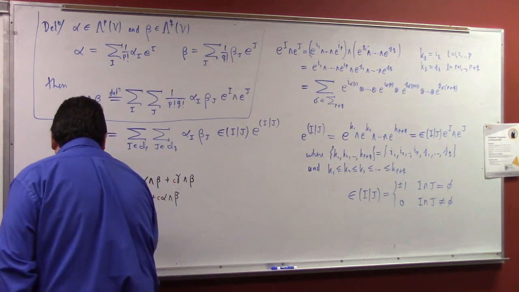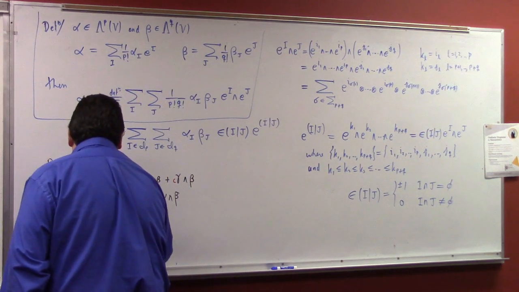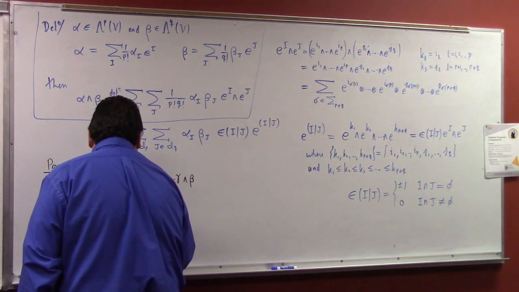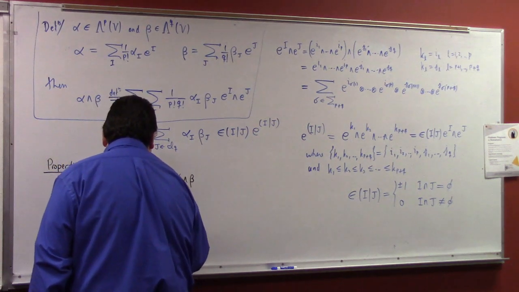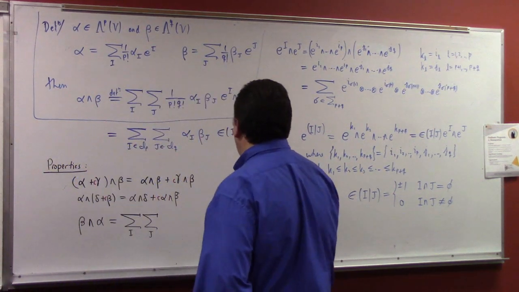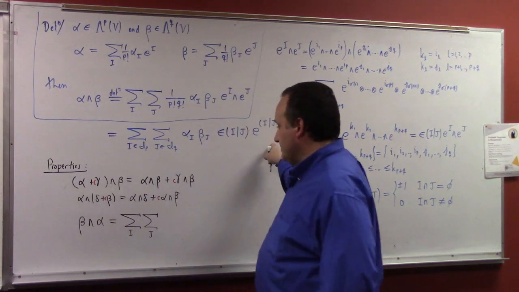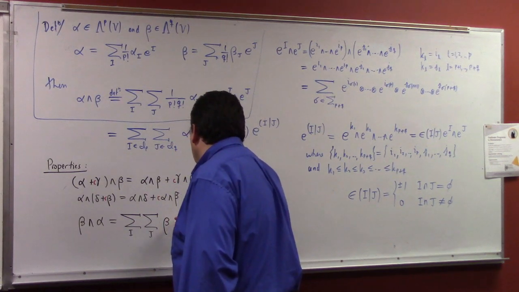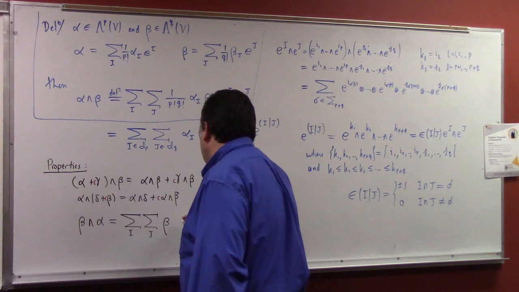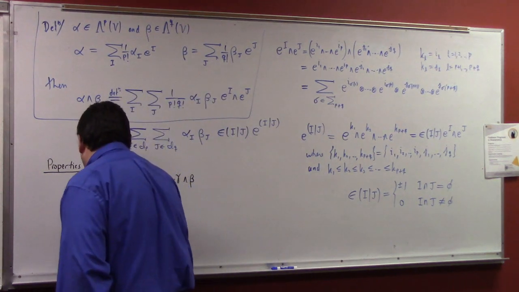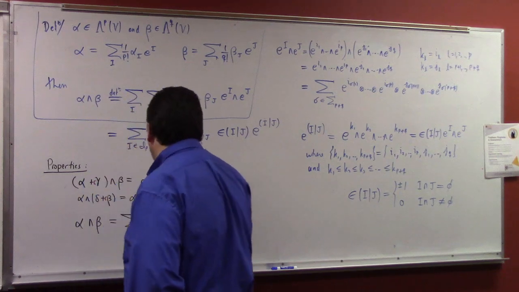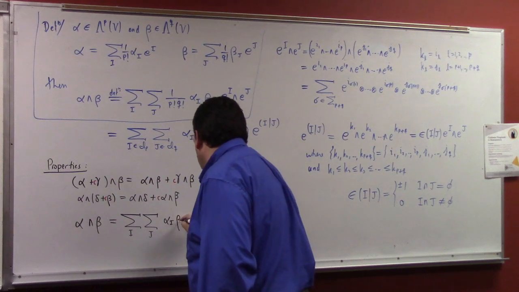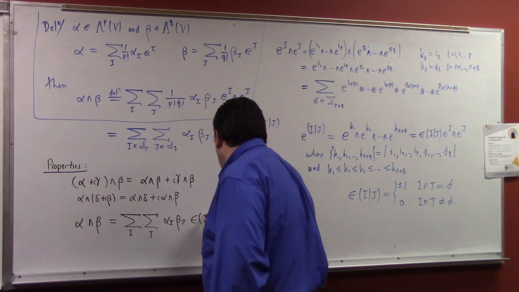What if we have beta wedge alpha? That would give us the sum for what? I sum over j, right? And I'm actually going to go ahead and use this formulation. Let me start with what we have. So alpha sub I, beta sub j, epsilon ij.